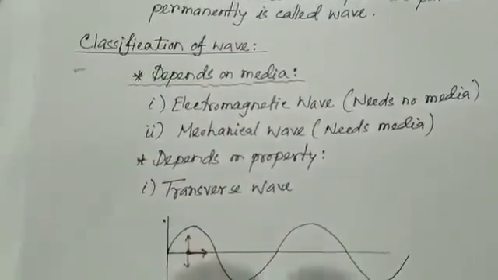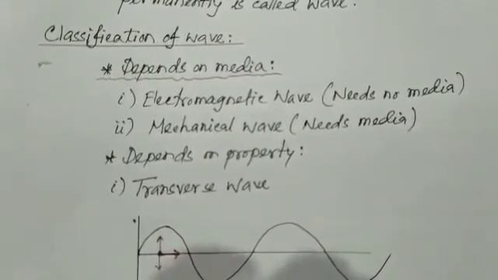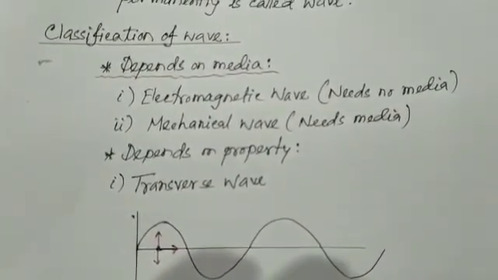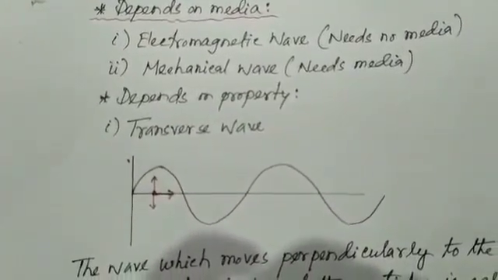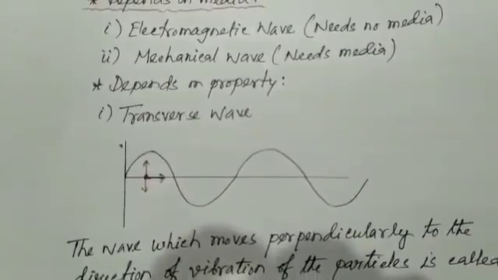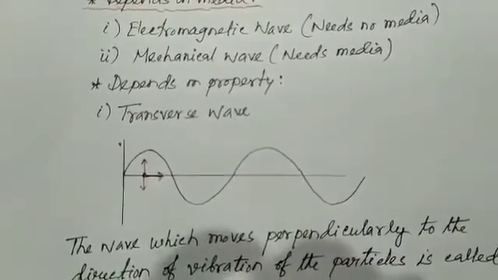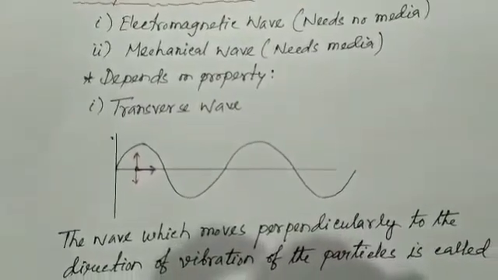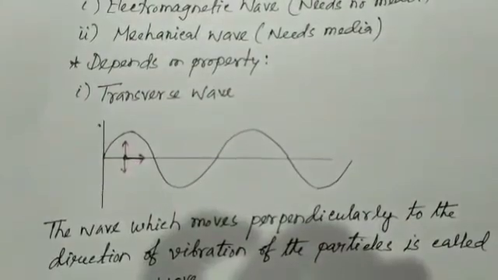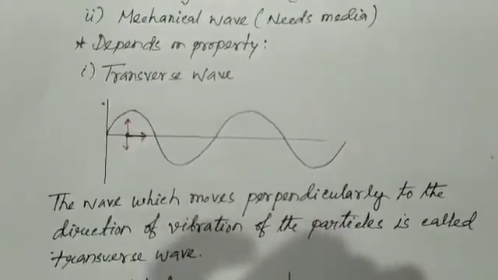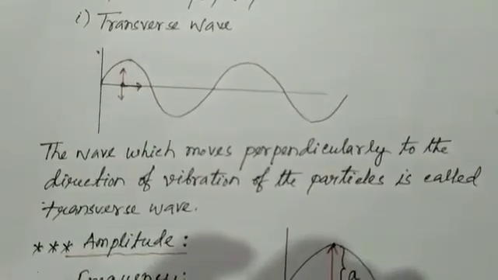And if you want to classify waves depending on the property, then we can classify them into two parts. Number one is the transverse wave, as you can see here, and another is the longitudinal wave. We are now discussing the transverse wave. In this figure, there is a transverse wave, and there is also a definition of the transverse wave. Let's talk about the definition.